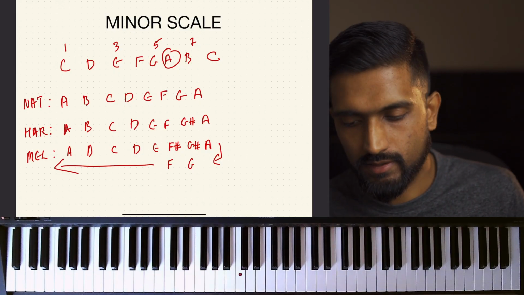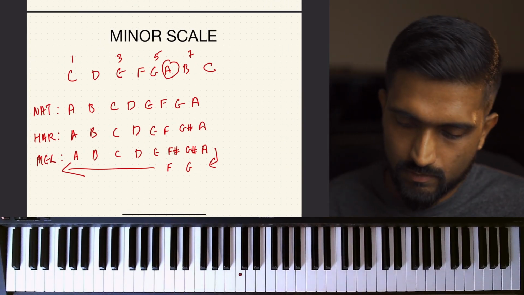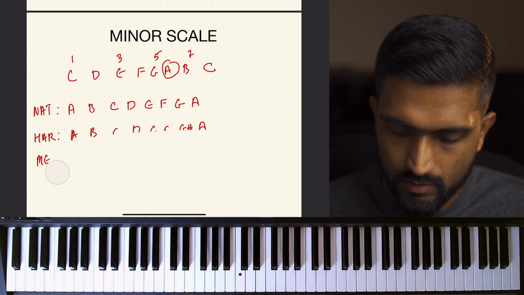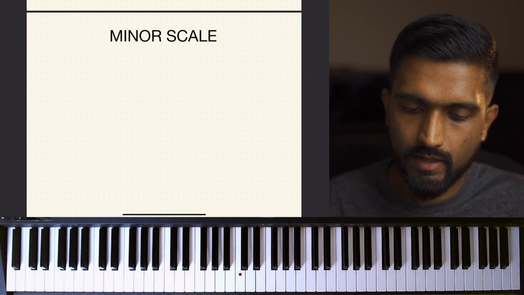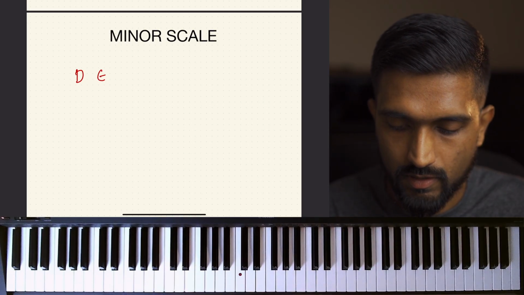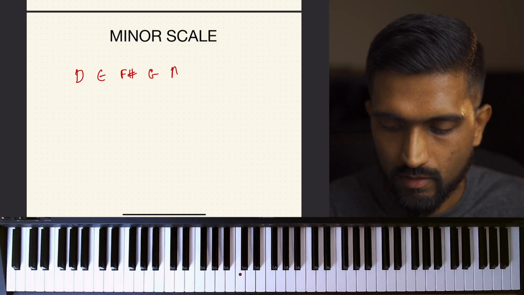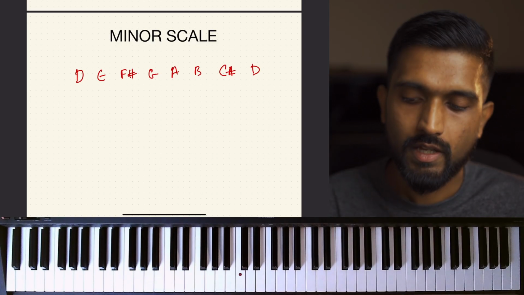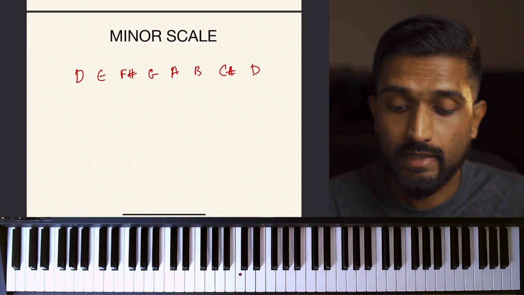We'll just do one more example of a minor scale. I will remove this so that we have some space to do the next scale. Let's do it for the key of D major, E, and D. So these are the notes of the D major scale.